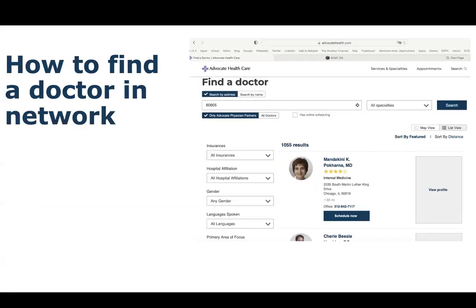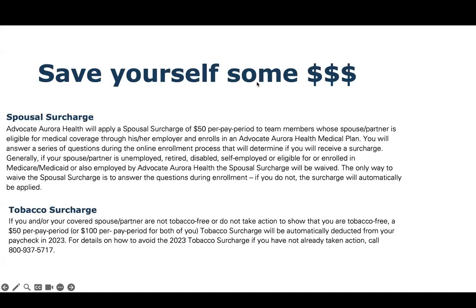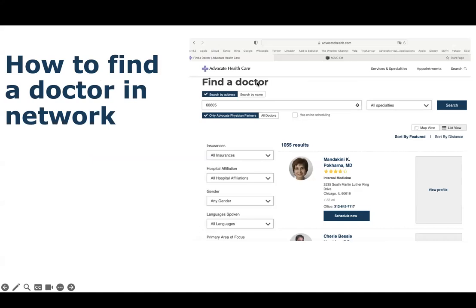So how do you find a doctor who's in your network? The easiest way to do it, particularly if you're trying to stay within that AAH network, is to go onto the Advocate site. You go to advocatehealth.com, and you'll click on Find a Doctor. You'll put in your zip code. I put in 60605, that's the South Loop. And then you can pick what's down here, select only Advocate Physician Partners, that's APP or AMG, and basically put in what specialty you want. You can choose anything from this tab, and then it's going to spit out who's the closest to you.